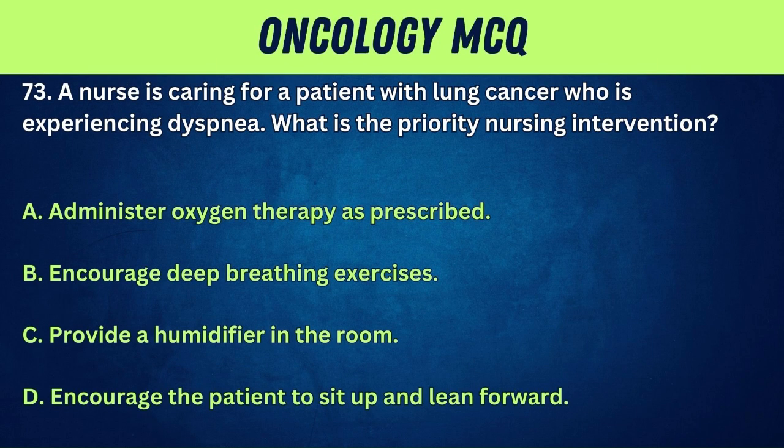73. A nurse is caring for a patient with lung cancer who is experiencing dyspnea. What is the priority nursing intervention? A. Administer oxygen therapy as prescribed. B. Encourage deep breathing exercises. C. Provide a humidifier in the room. D. Encourage the patient to sit up and lean forward.